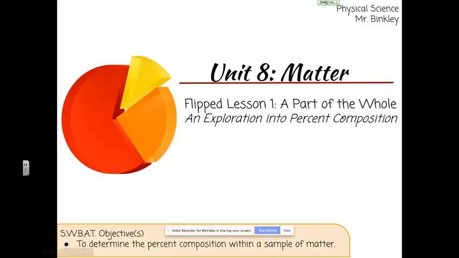Today's flip is from Unit 8 on Matter, a part of the whole, an exploration into percent composition. Today we only have one SWABOT objective, and that is to determine the percent composition within a sample of matter.